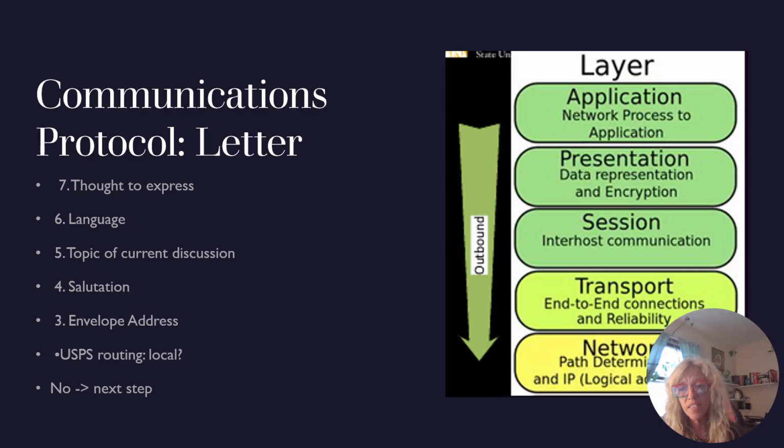Layer 6, the presentation layer, so the data is formatted with a specific layout, font, and style, and also the language of the letter. And then finally, the application layer, that would be the sender's brain. So the data is the content of the letters, the words or ideas and the thoughts that the sender is expressing.